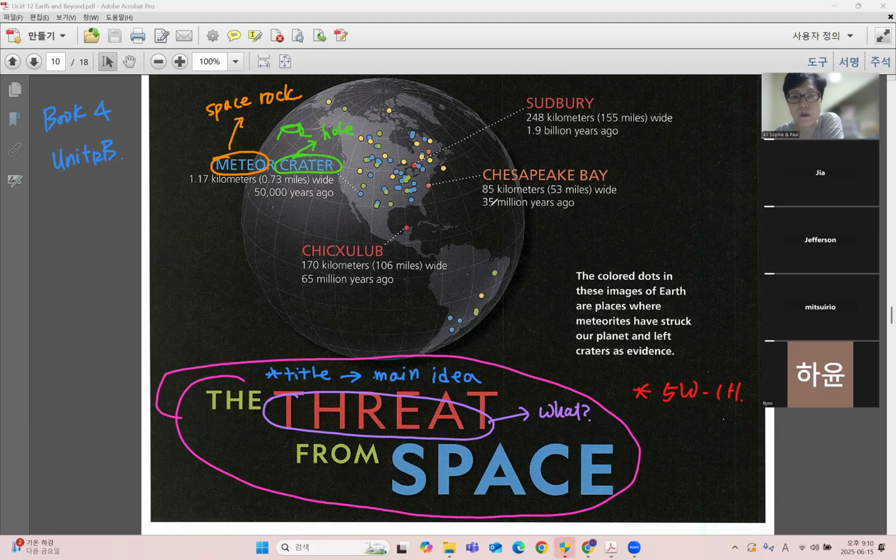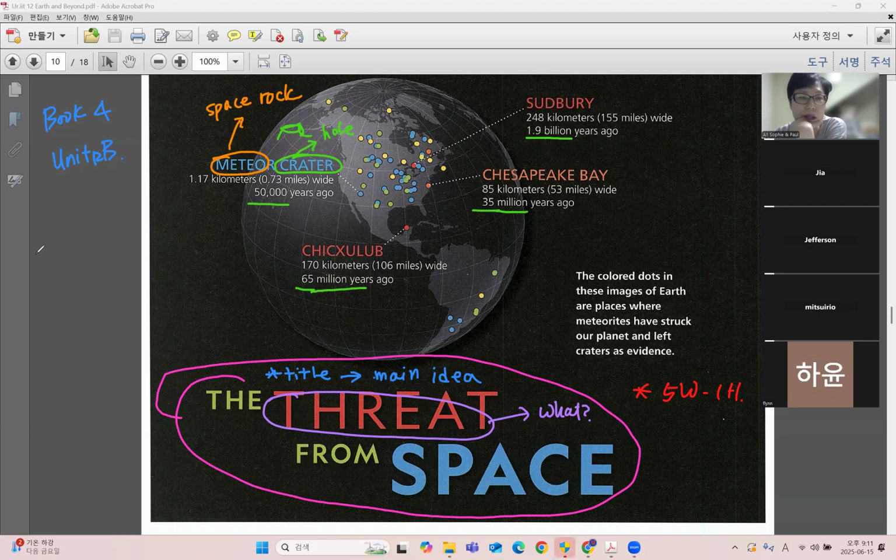When did it happen? This one is pretty recent, 50,000 years ago, and this one is 65 million years ago, and this is 35 million years ago. And here, Sudbury, which happened 1.9 billion years ago. Wow.